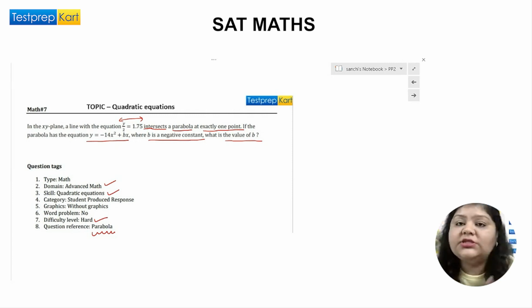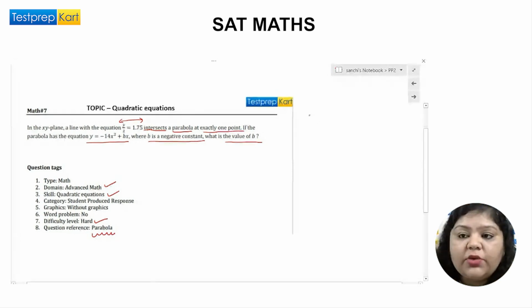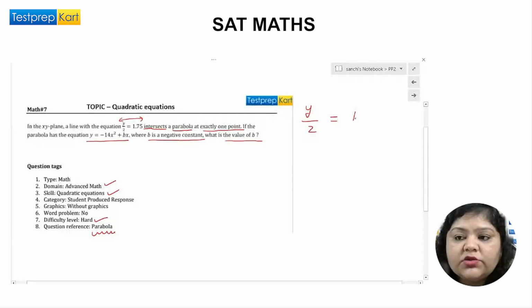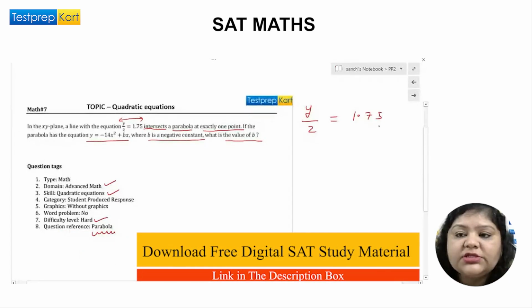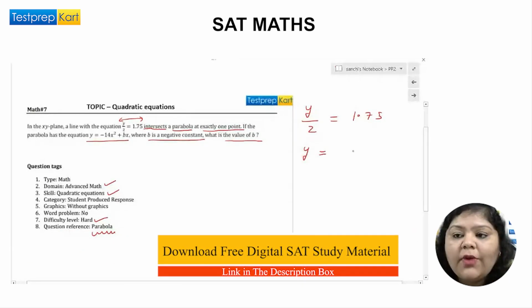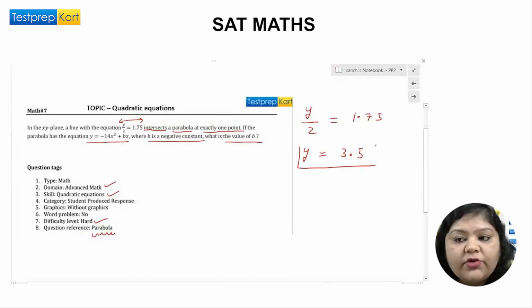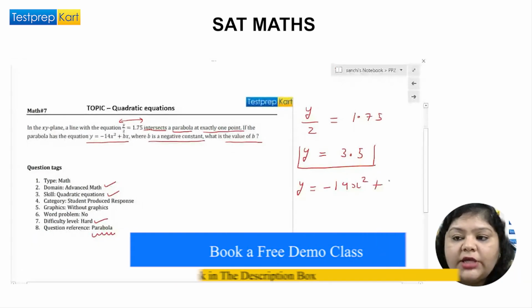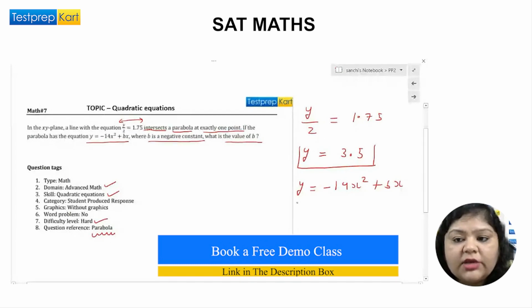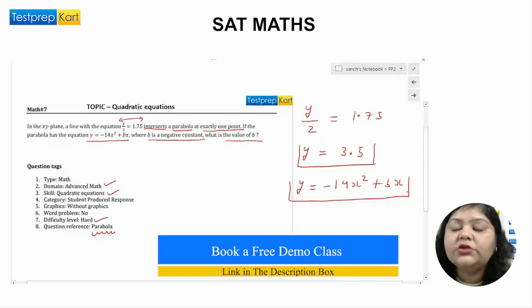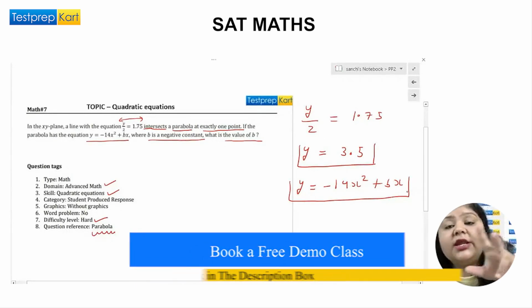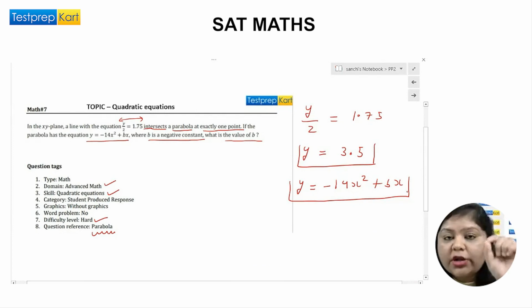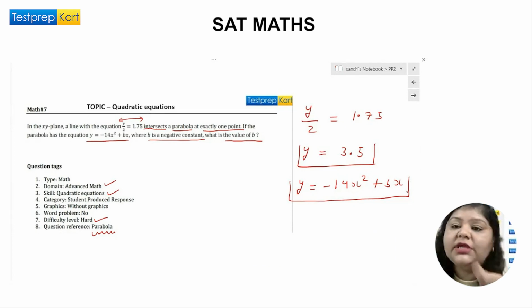Okay, now what does this mean? See, the very first equation of the line was y by 2 equals 1.75. So if I simplify this, I'll have y equals 3.5. This is the equation of your line, and the equation of the parabola is mentioned as minus 14x square plus bx. Now, because they are saying they are intersecting at exactly 1 point, for that point the value of x and y will be the same for both of them.